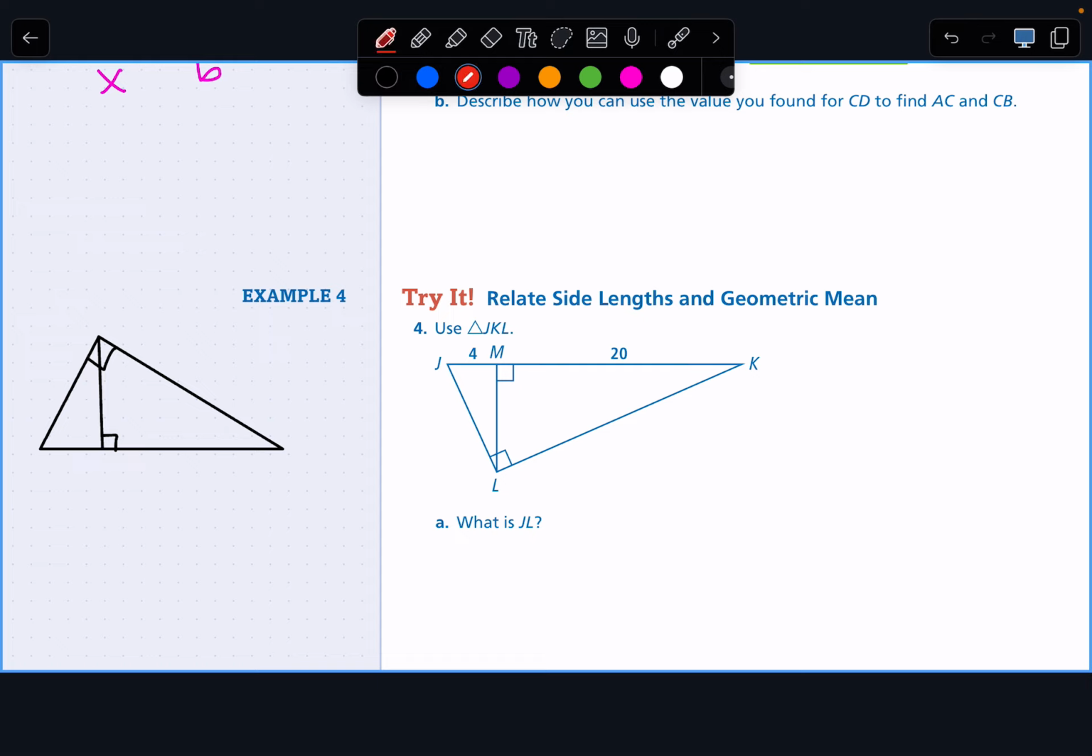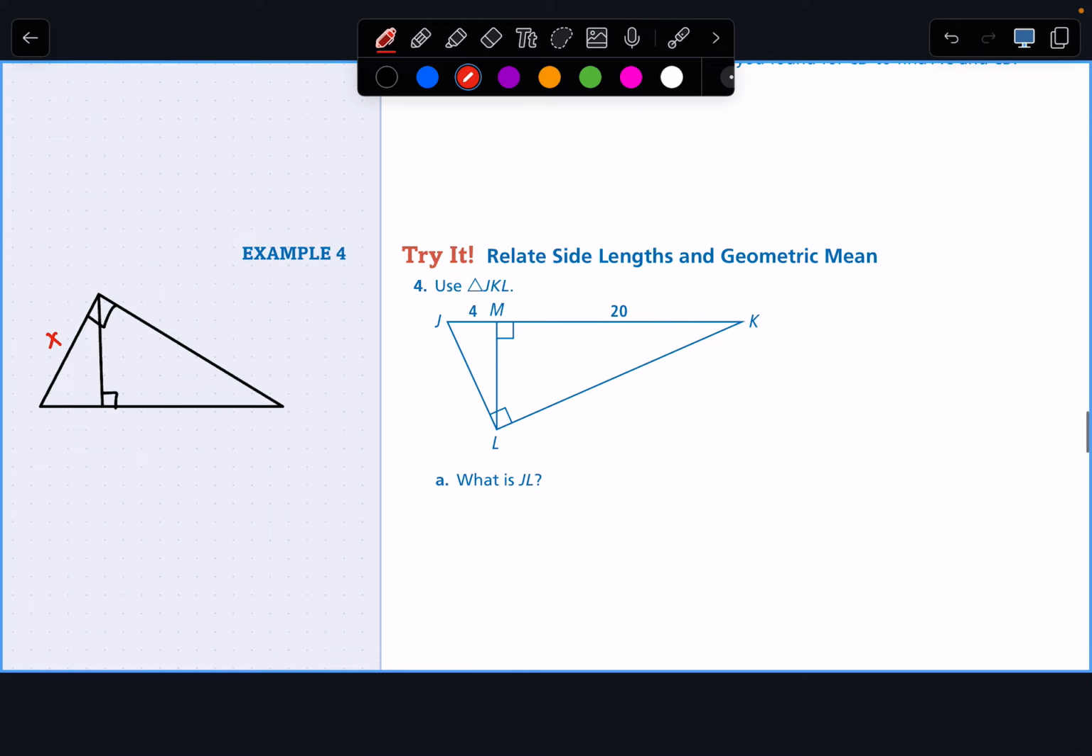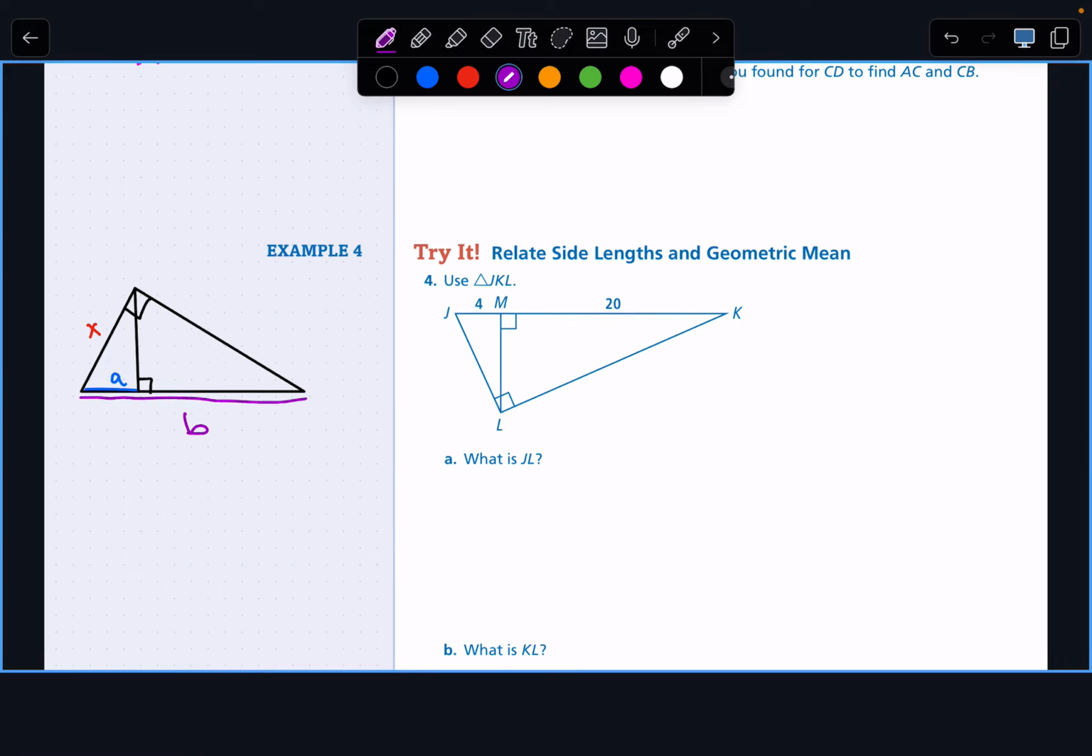Another shortcut is if we have the leg of the big right triangle, it is the geometric mean between this piece closest to it and the full hypotenuse.